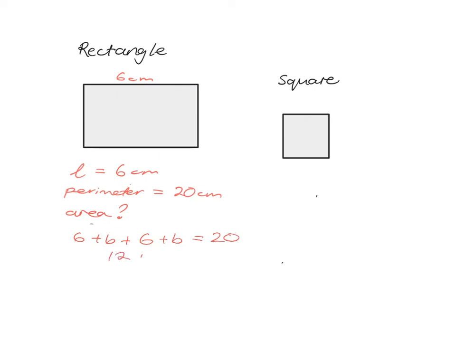In other words, 12 plus 2 breadths is 20. So the 2 breadths are equal to 20 minus 12, which means the 2 breadths are equal to 8. So the breadth is 4. And once we have that, we get area is equal to 6 multiplied by 4, and we get 24 centimeters squared for the area.